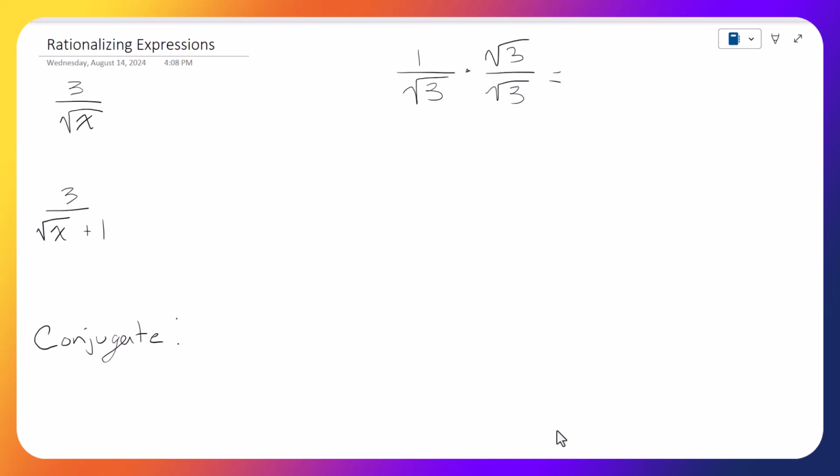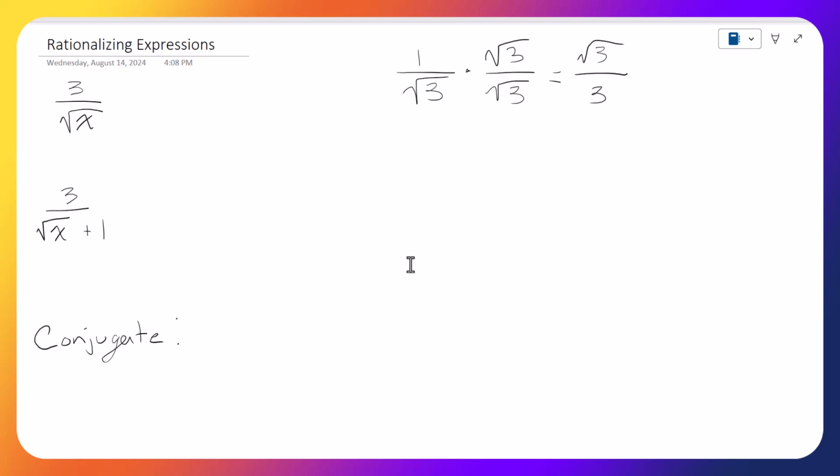Root 3 times root 3 is just going to give you 3. And 1 times root 3, 1 times anything is itself, so we have root 3 over 3. And that comes up with the unit circle, and that's probably where you've done a lot of rationalizing. But we can actually have functions and equations that rationalizing is helpful for. And not always in the way you've seen before.